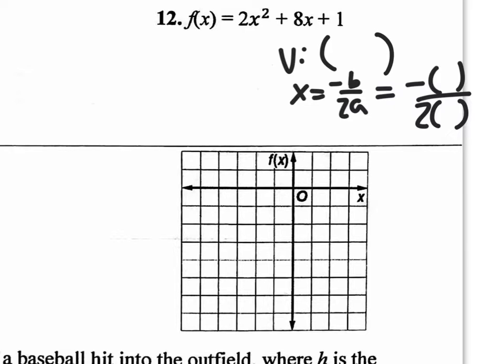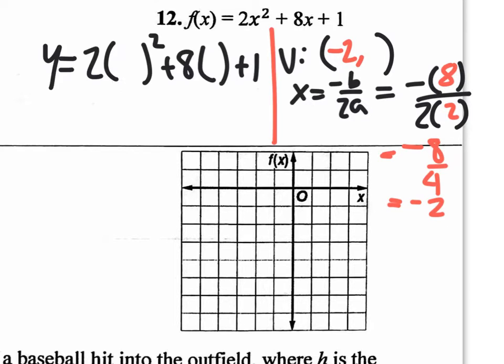So the B value is 8, the A value is 2. So we're going to end up with negative 8 over 4, which means that the X value is negative 2. So the X value of your vertex is negative 2. Now let's find the Y value. Notice that I rewrote this equation, but with parentheses. Let's plug in the X value of negative 2.